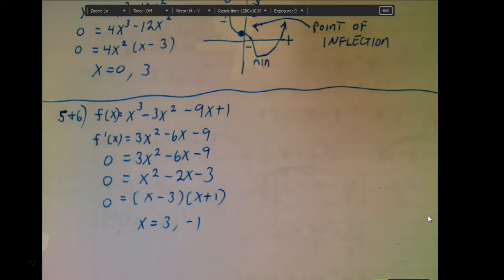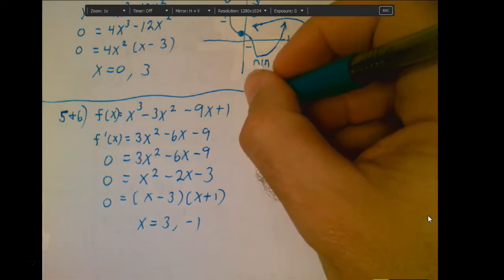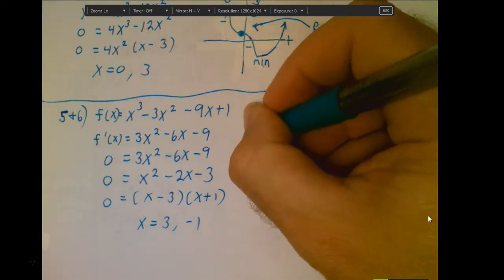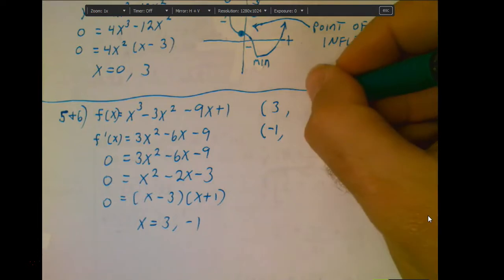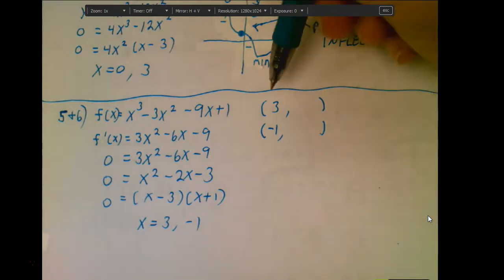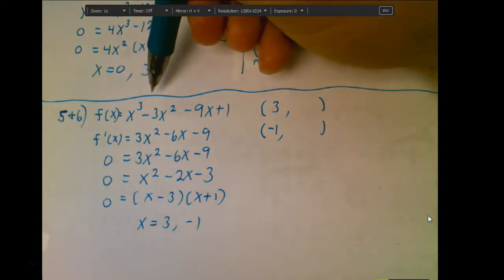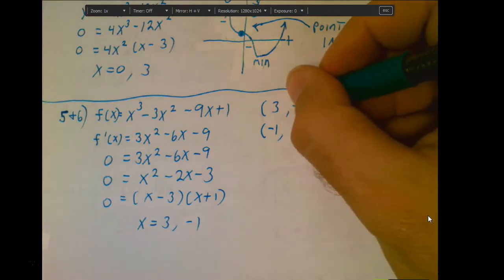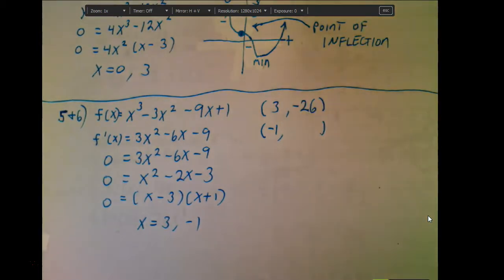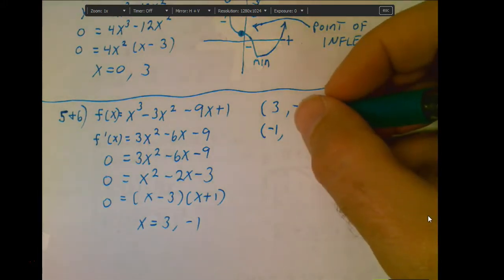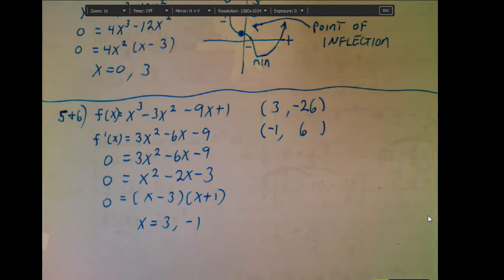All right, so stationary points, those are the x coordinates. We've got to plug those in to get some y coordinates. So if you were to plug in 3 into the original function, you're going to get negative 26 for that y coordinate. And if you plug negative 1 into the original function, you're going to come out with 6 as that y coordinate.